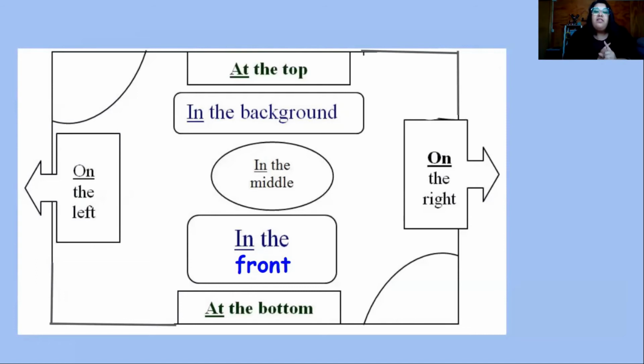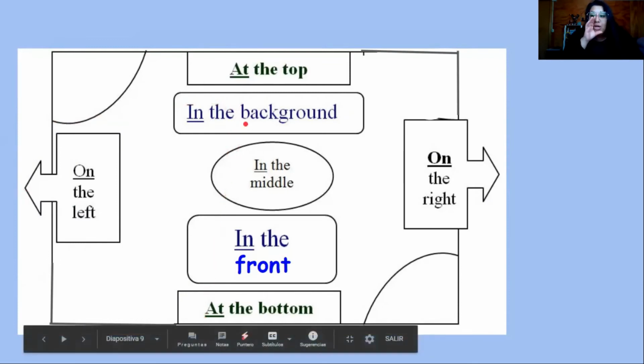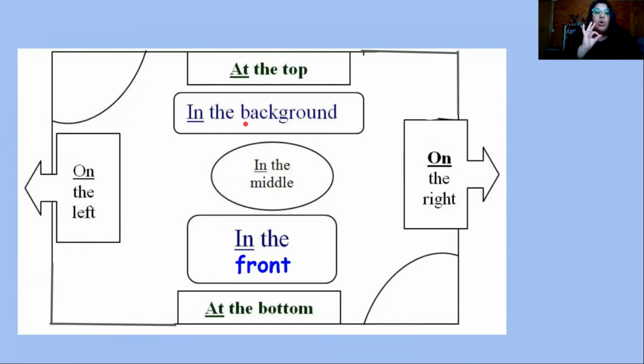Ya, nos vamos a fijar bien en estas palabras que están subrayadas, fíjense. At the top y at the bottom. Ambas son con at. Siempre, ya, siempre. En el caso de in the background, in the middle, and in the front, ambas son con in. Y en el caso de la izquierda y la derecha, son ambas con on. On the left, on the right, okay? On the left and on the right.